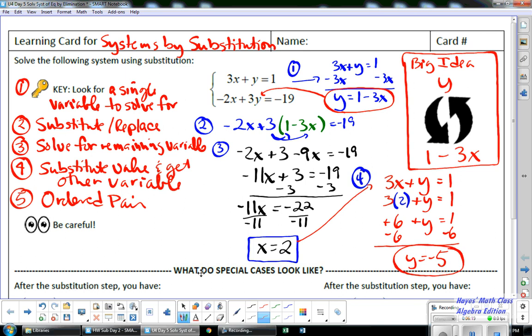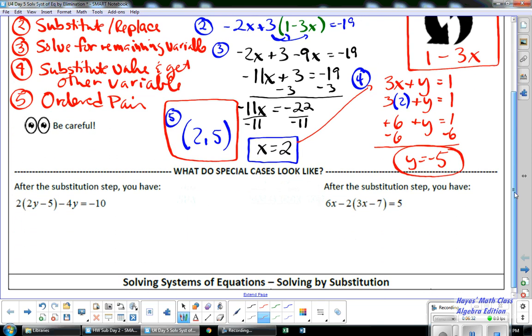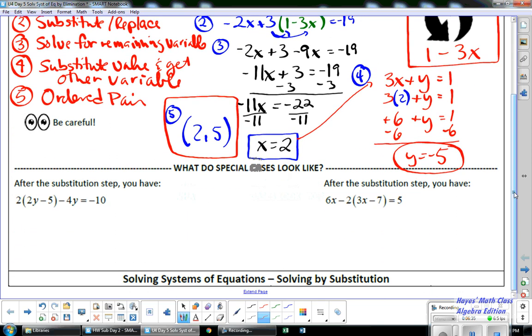So in this case, step 5, we're going to write it as an ordered pair, 2 comma 5. And that is your final answer. Now, a couple of things to remember here. Be careful, okay? You need to watch the details, because if you make a mistake in the details, everything is going to fall apart. So watch your negative signs, etc., and you should be okay.